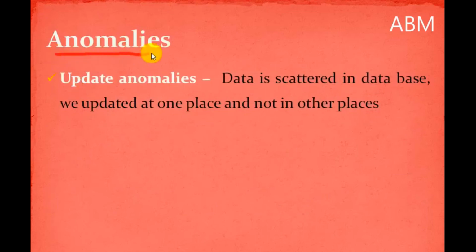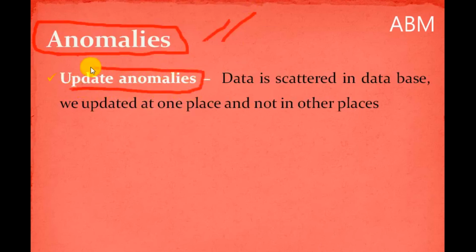Anomalies means some type of mishandling, some type of errors, some type of mistakes in the database. The first one is the update anomalies. Anomalies occur if the data is scattered, if the database is not well organized and not well engineered. For example, update anomalies: we have the student data in 3 different locations, but we update the data in 2 places and not in the third place, then this is called an update anomaly.